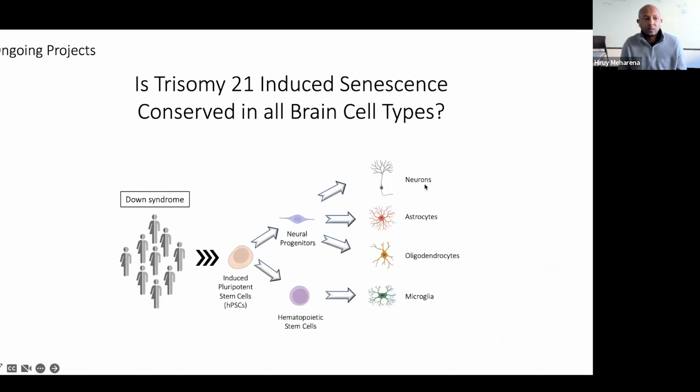So one of the questions that we had was, is this senescence phenotype actually observed in all of the brain cell types after neuroprogenitor cells? So we utilized induced pluripotent stem cells derived from individuals with Down syndrome. We've generated neuroprogenitor cells, as I've showed you so far, and we've gone further and we've generated all these different cell types.